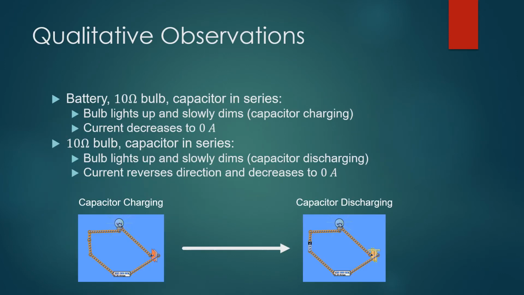So I found that when the battery, the 10 ohm bulb, and the capacitor are in series, the bulb begins to light up and then slowly dims, and the current decreases to 0 amps. And this is because the capacitor is charging. However, when the 10 ohm bulb and the capacitor are the only elements in series, the bulb also lights up and slowly dims. However, the current reverses direction and the current decreases to 0. In this case, the capacitor is discharging.